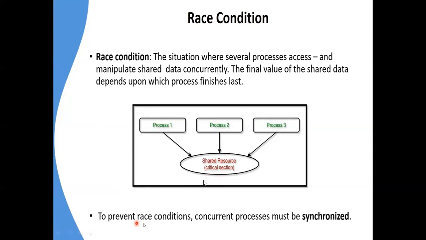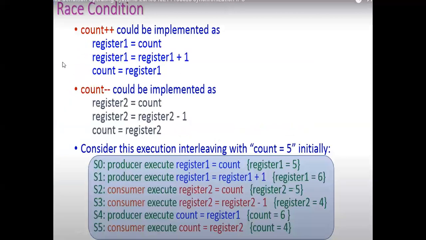So to prevent the race conditions, we need to synchronize the processes, synchronize the concurrent processes. That is, the concurrent processes must be synchronized in an ordered fashion.